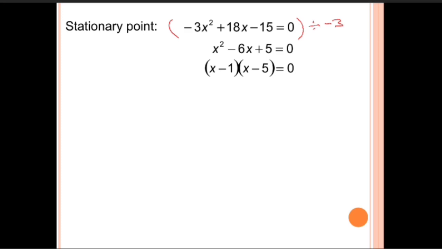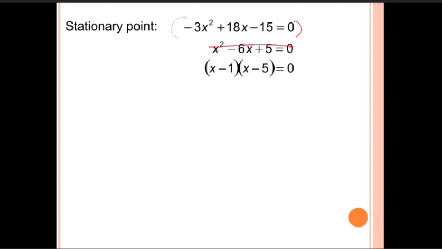Well, what happens if you simply press your calculator straight away before writing this step? What will happen is you will get (x minus 1)(x minus 5). But after you expand this, you will not get negative 3x squared plus 18x minus 15. So if you do this in the exams, you might lose marks because your factorization is not the same as the original equation. So that's why whenever you get this type of question, what you have to do is simplify or make sure that you have the same answer.